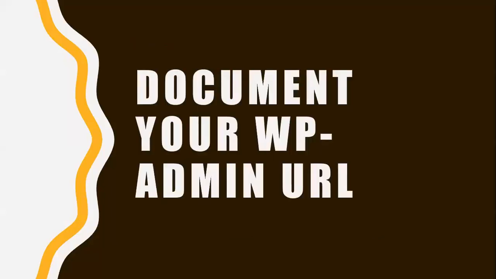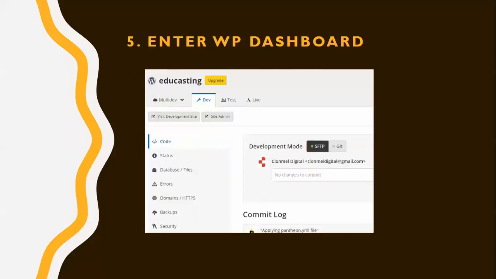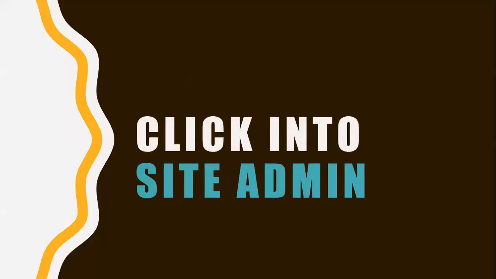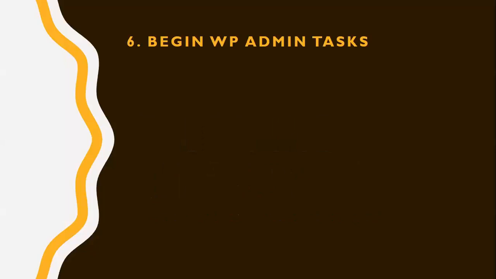Now, you need to document your WordPress URL. When you click that Site Admin, the URL is going to be at the top left. Use your class notebook to document it. Site Admin is the icon, the bubble you click on to get into this. Make sure you document the login, because you're working as a team. Team needs to know where you've been.